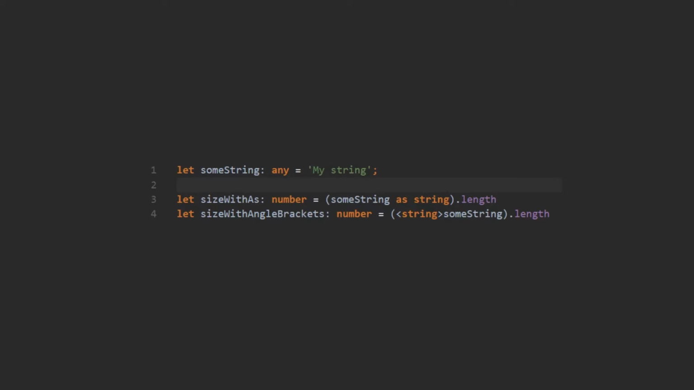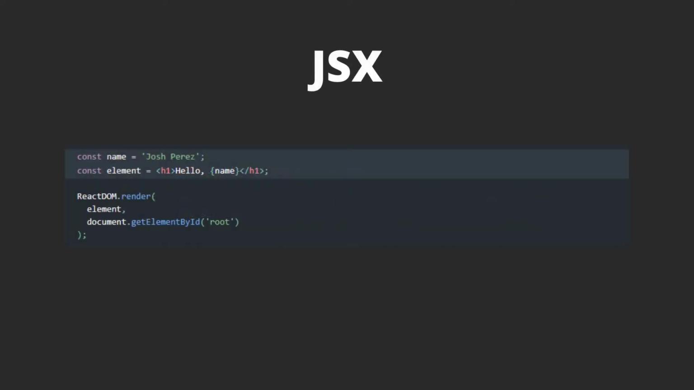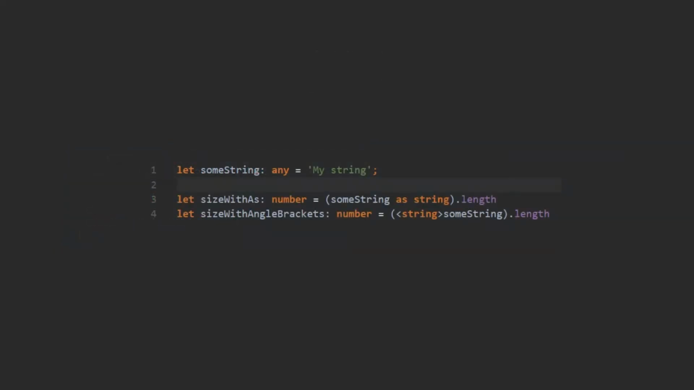One of them is with the as operator and the other one is with angle brackets. In the beginning, TypeScript only had the angle brackets option, but if you have used something like JSX, which has an XML-like syntax, you can see that people were experiencing problems. And that is why we have the as operator now. You can use either one of these methods and both will work just fine.